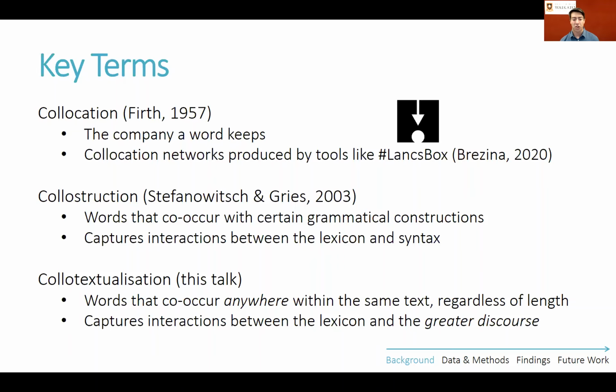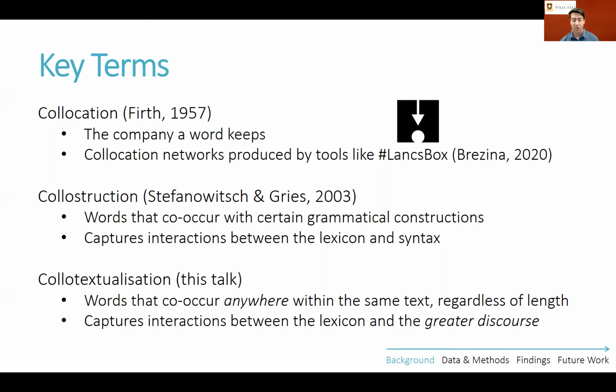Collostruction parallels the notion of collocation concerning words that co-occur with certain grammatical constructions. So, for example, the noun accident is strongly associated with the construction waiting to happen. Collotextualisation, which we propose in this talk, captures words that co-occur anywhere within the same text, regardless of length. So while collocation provides insights into the lexicon and collostruction allows us to study interactions between the lexicon and the syntax, collotextualisation encapsulates interactions between the lexicon and the greater discourse.